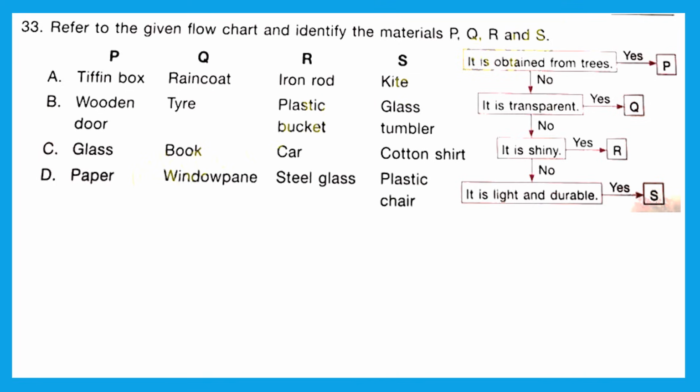Let's see Q. It is transparent. If it is transparent, then it is Q. Let's see what is there in B. Tire. No, tire is not transparent. So now B is also ruled out. We only have D, and in D, Q is window pane. That is correct. It is transparent. Then if it is shiny, it is R. Steel glass, yes, it is shiny. It is light and durable, then it is S. Plastic chair is light and durable. So option D is the correct option.